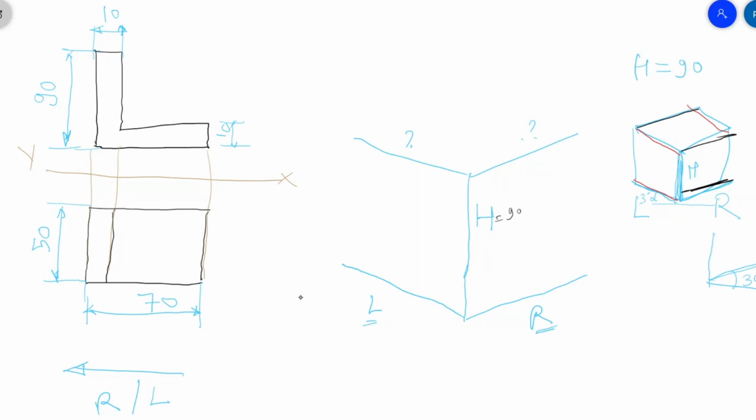Okay, so this is the second dimension. Second dimension is what? 70. One dimension is 90. Okay, second dimension is 70 and third dimension is what? 50. So we are now left with L and R, like left side and right side.